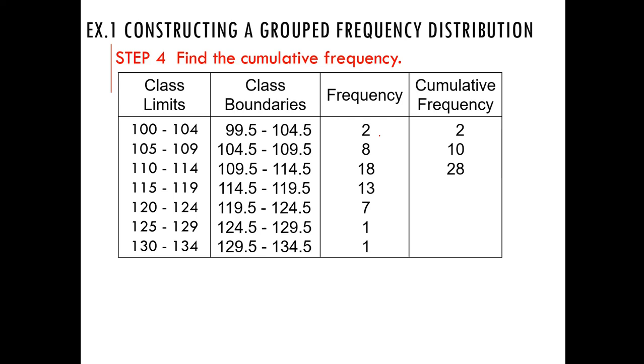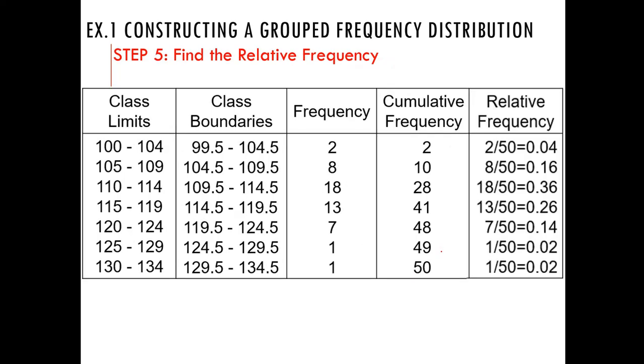So 2 plus 8, 2 plus 8 plus 18, 2 plus 8 plus 18 plus 13, 2 plus 8 plus 18 plus 13 plus 7. I think you get the picture. And we should always make sure that the last number is in fact how many data points we have. If we had gotten 51, then we would have known that we messed up somewhere on our frequency, or we added incorrectly for our cumulative frequency.